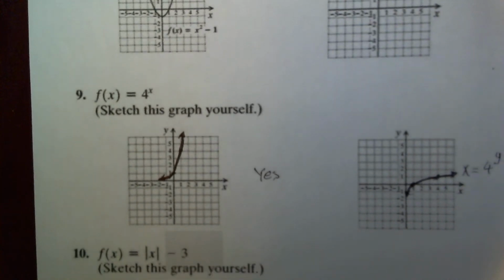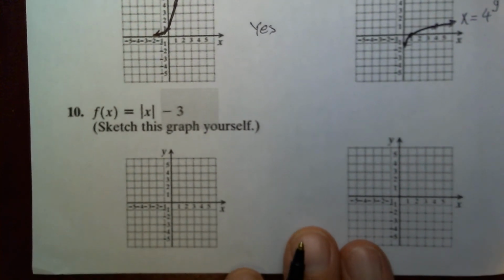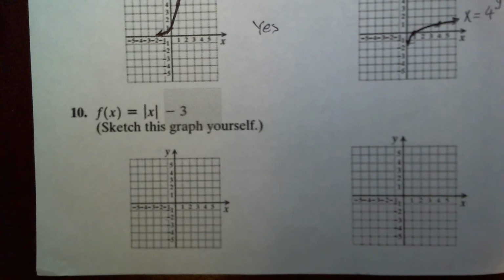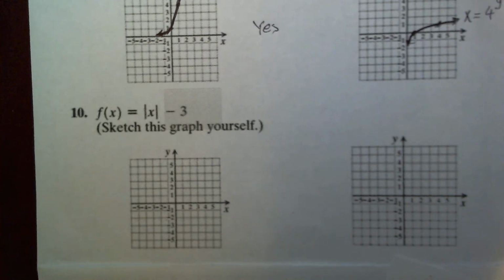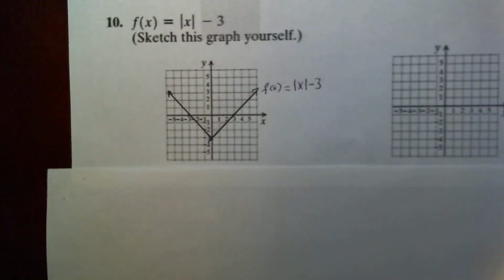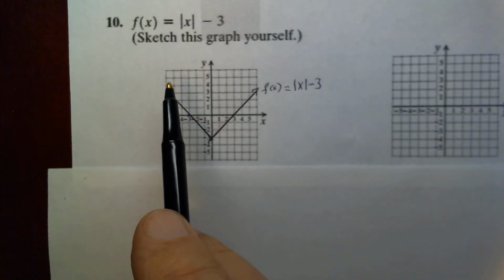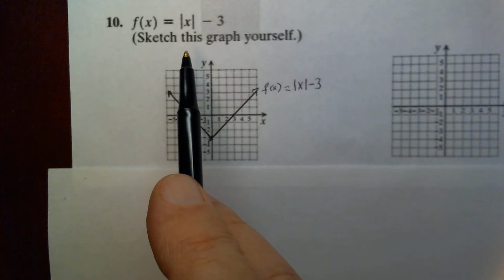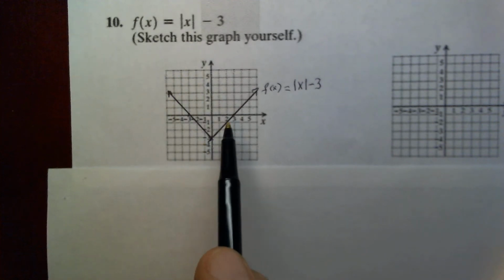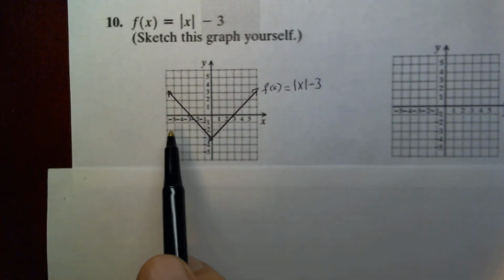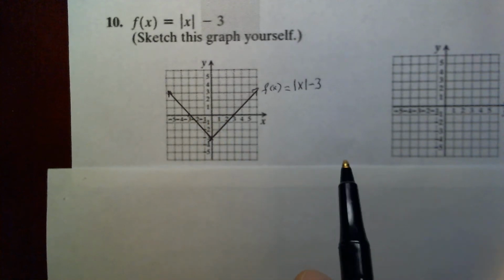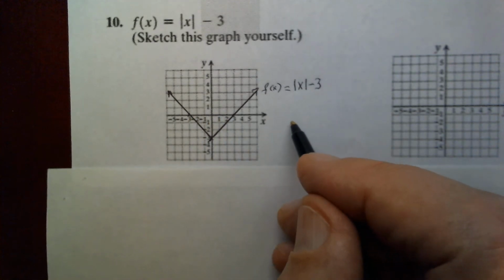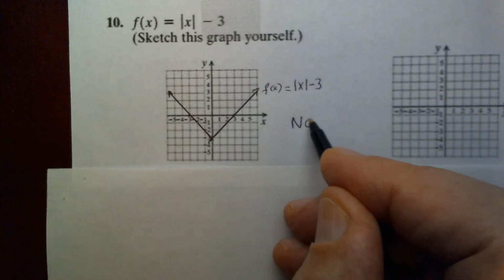And the last example is f of x equals absolute value of x minus 3. So we're going to graph that and then find out if it has an inverse. When we look at the graph of f of x equals absolute value of x minus 3, it looks like this, and clearly it does not pass the horizontal line test, so it is not one-to-one, and it does not have an inverse.